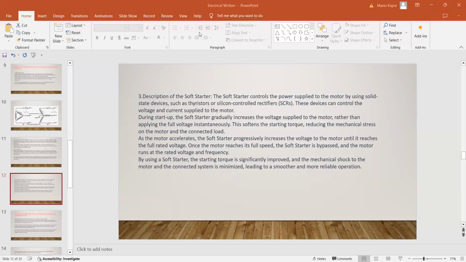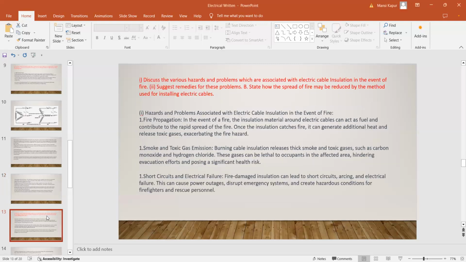So these are the two methods by which you can overcome problems like high starting current and low starting torque. The next question was, discuss the various hazards and problems associated with electrical cable insulation in the event of fire. So they are saying if there is a fire, what are the various hazards associated with the insulation of the electrical cable? Then they are saying suggest the remedies.